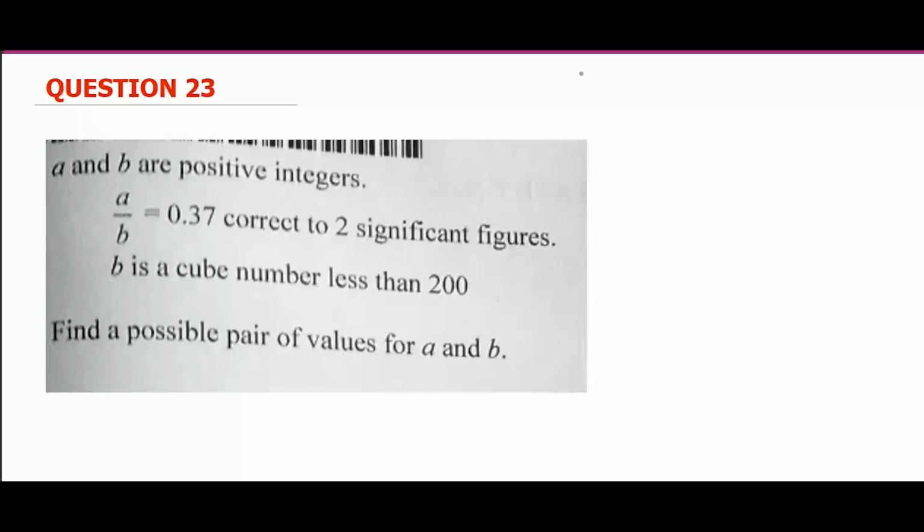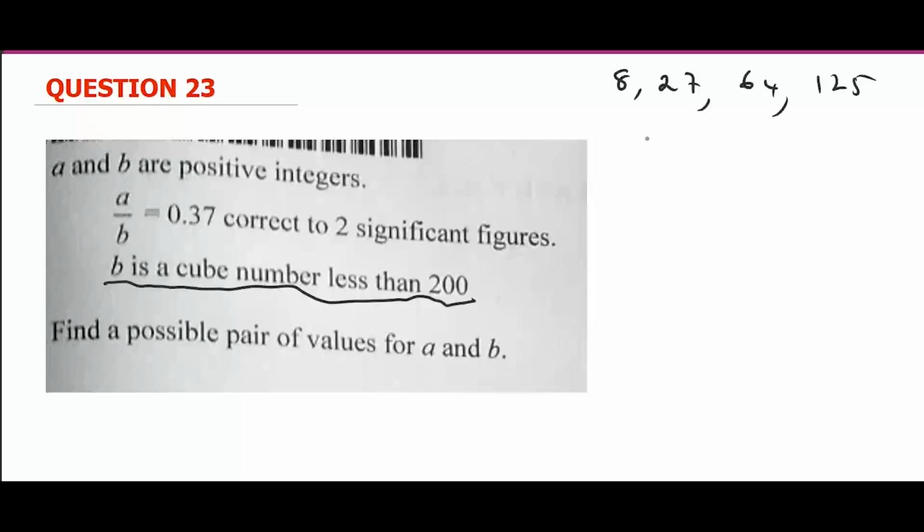Okay, so let's start with the statement. With this statement, B is a cube number less than 200. So the cube numbers less than 200 will be 8, 27, 64, and 125. So the next cube number will be 216, which is greater than 200. Okay, so that means the value of our B is any of these 4 numbers. That's the value of our B.